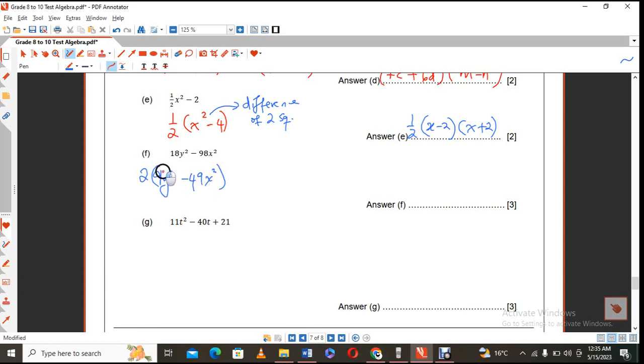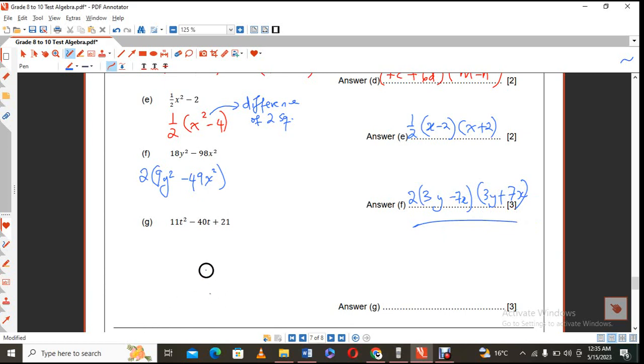So now inside, you should be able to see that you have the difference of two squares, because 9 is a square number and 49 is a square number, and y squared and x squared are squares. So at the end of the day, you'll have 2, and then 3y minus 7x, and then 3y plus 7x. That is the answer there.